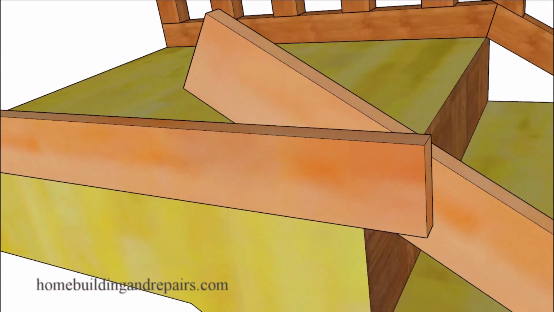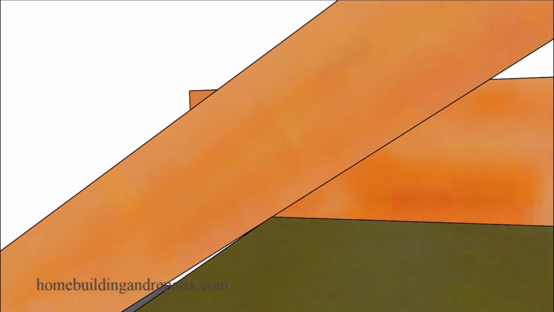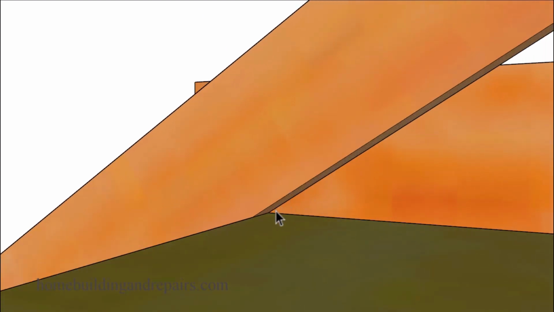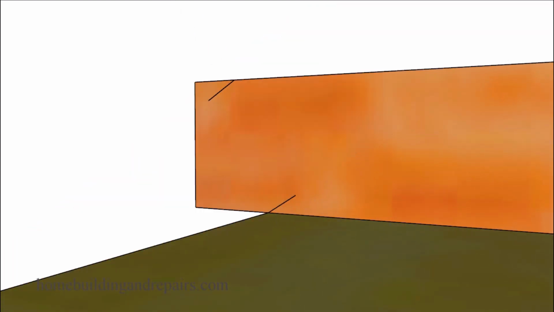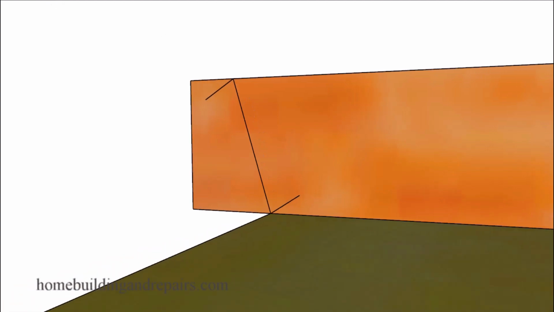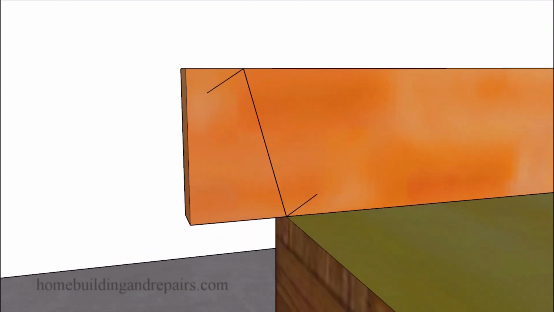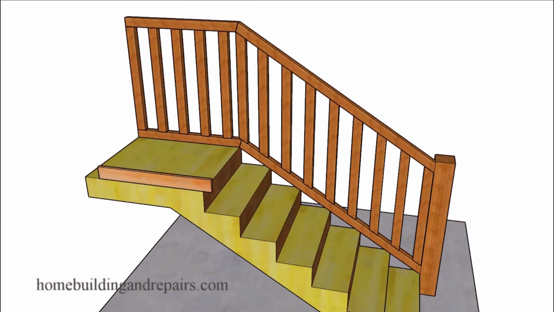Then we're going to go to the other side and do the same thing. We're going to mark this section right here, and then we're going to mark the bottom down here. And then that's going to provide us with these marks. And then we're simply going to draw a line from this point to this point here. This will be the angle we're going to need for our hand railing and possibly the top of our guard railing.